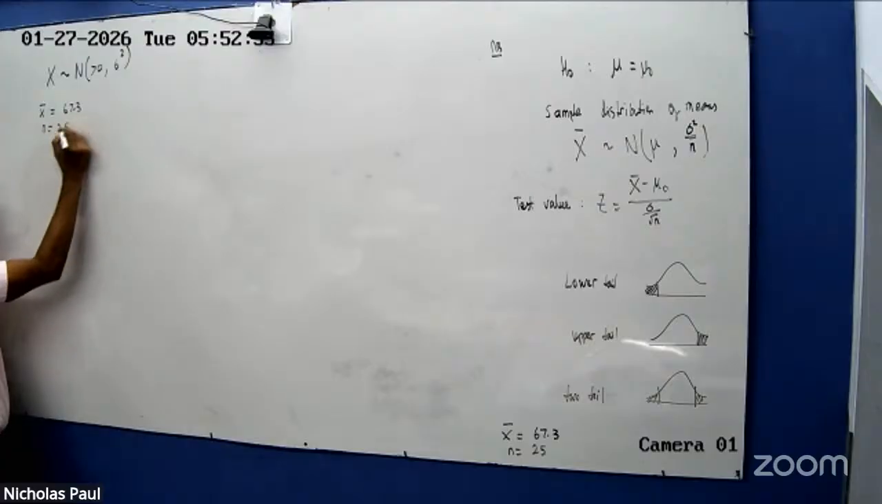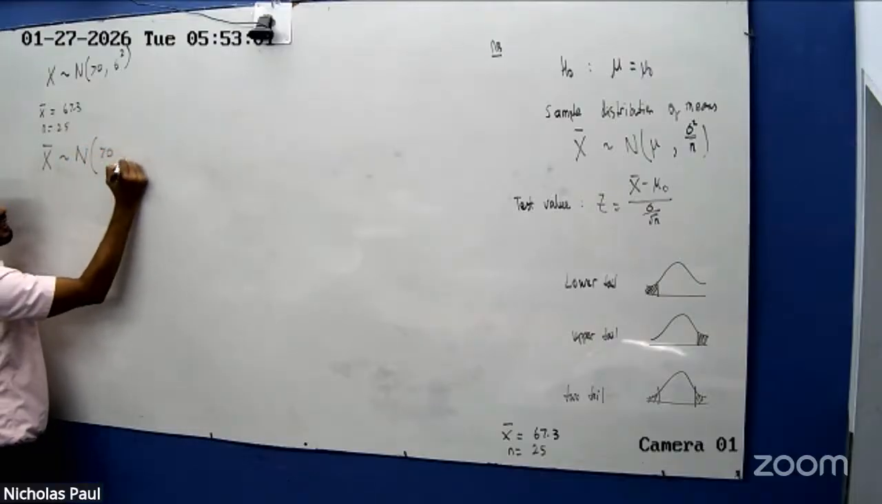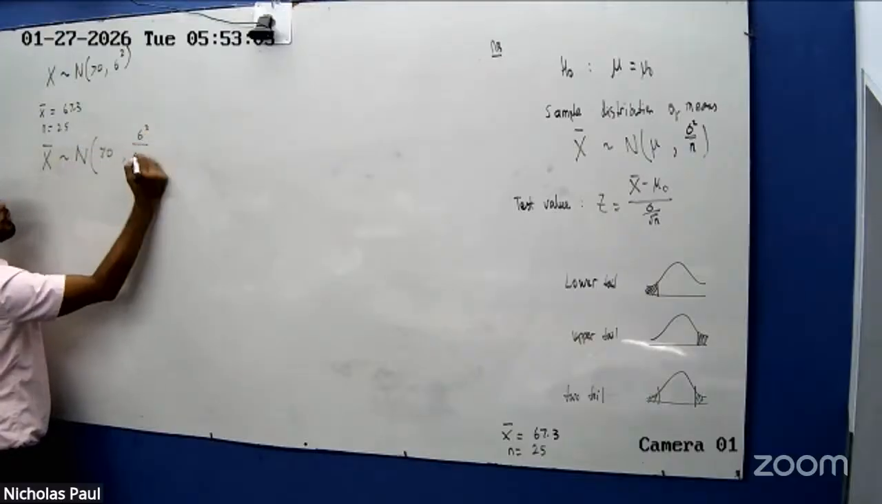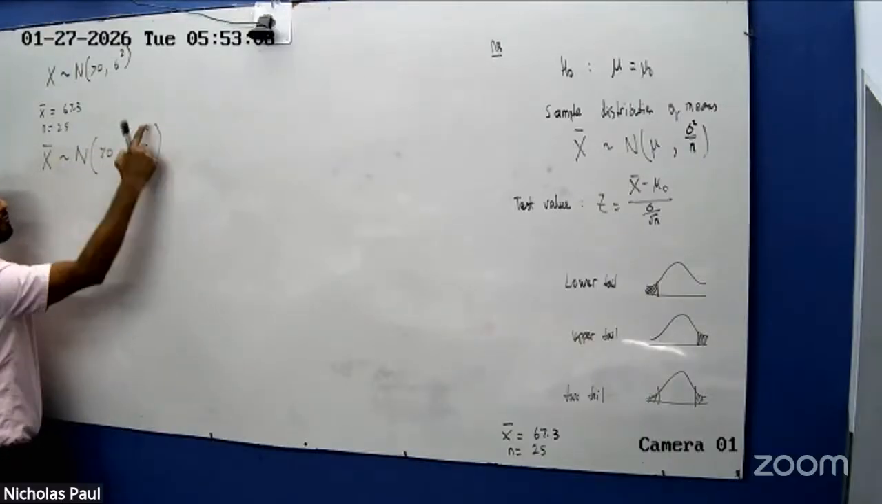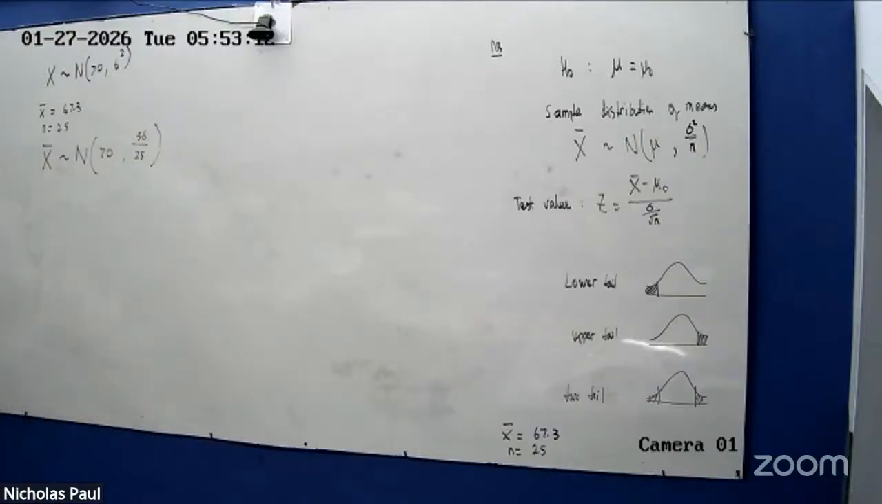So what do we know? We know that our distribution of X bar is a normal with mean 70 and variance 6 squared on 25. You can write it like this, 36 on 25. It's up to you. Everybody clear? That's how we know. Right?